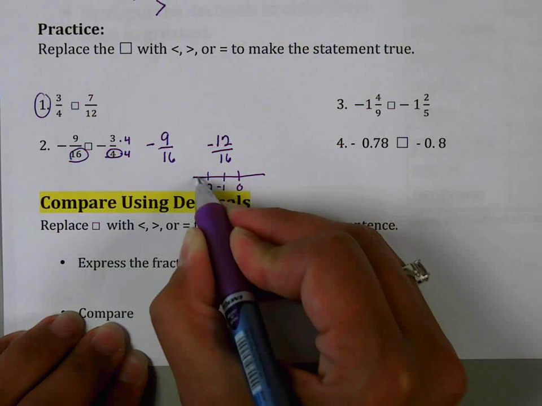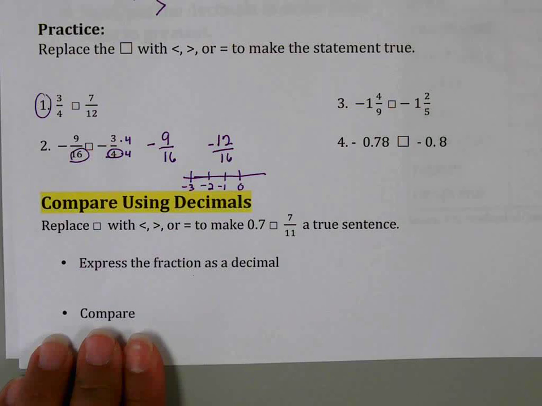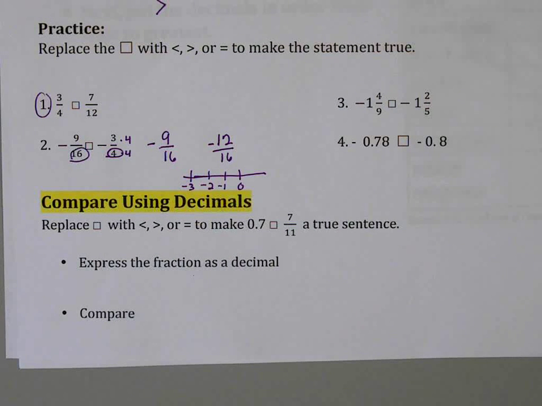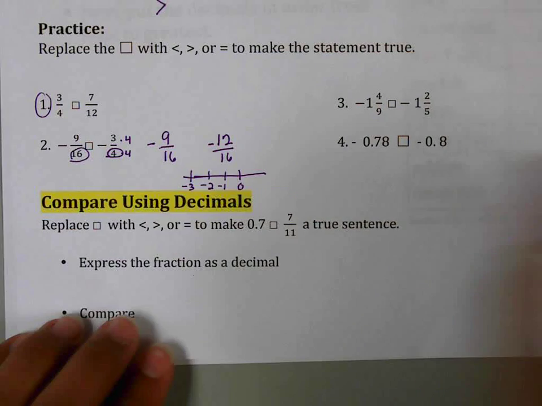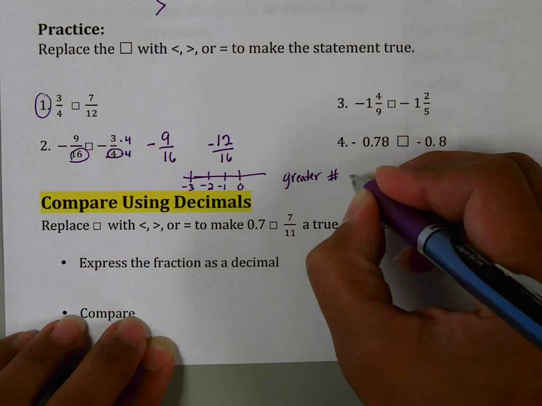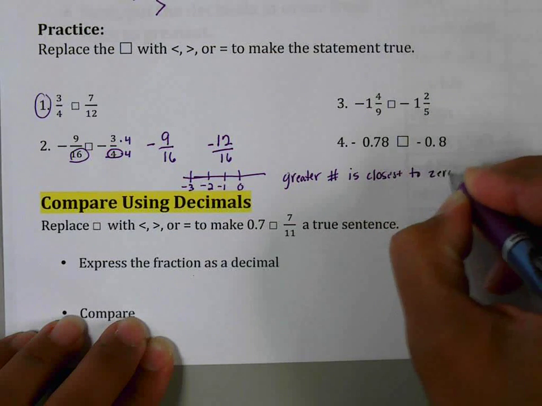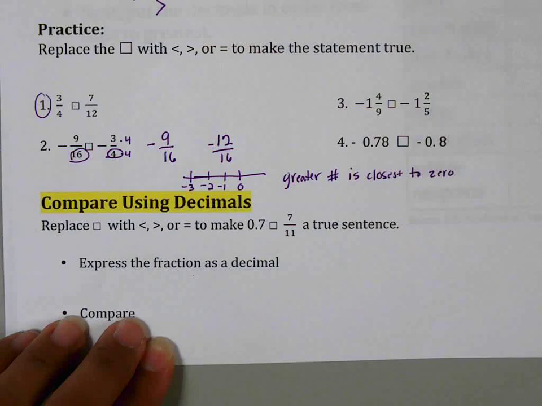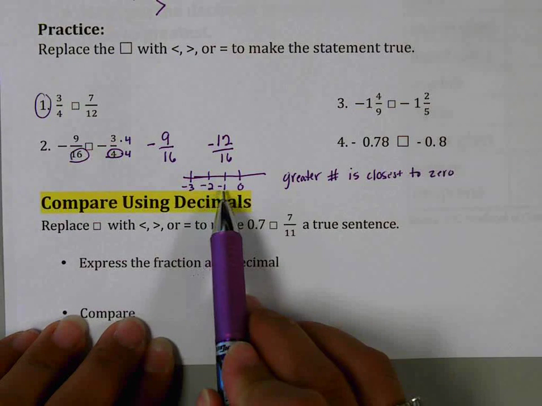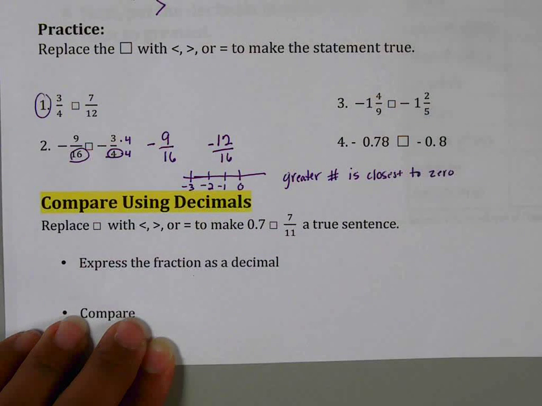Now, with negatives, we have to remember that negatives are a little bit different when we're comparing. So I'm going to draw a little number line here. And let's look at negatives. If I have a -1, -2, -3, and I'm comparing those numbers, the greater number is going to be the one that's closer to 0. So I'm going to make a little note of that: the greater number is the one closest to 0 when we're talking about negatives, okay? So a -1 is going to be greater than a -2 because it's closer to the positives, okay?